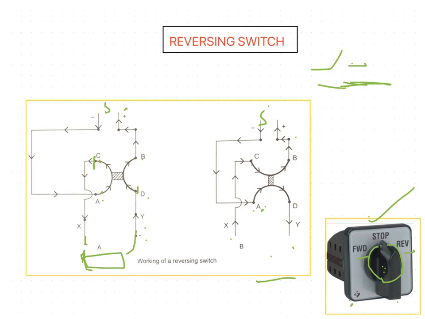If a reversing switch is included in a circuit in which a one-way reading milliampere meter is used, the meter must be placed before the reversing switch. That is, the milliampere meter should be placed before the reversing switch. So this is the working of the reversing switch.